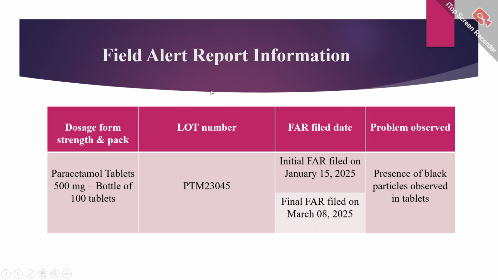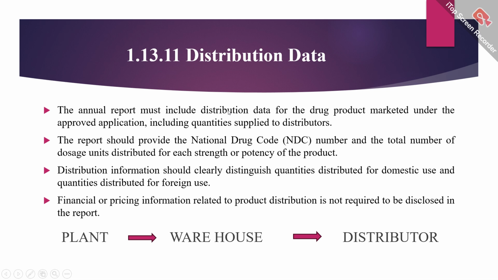See here, there is an example of field alert report information: dosage form, strength and pack. Paracetamol tablets, 500 mg strength, and 100 count bottles. We will have lot numbers, the lot for which we got the complaint. We have to mention the FAR filed date, the initial filed date and the final FAR solved date. We have to mention initial filed on January 15, 2025, and final FAR filed on March 8, 2025. Problem observed: presence of black particles observed in tablets. Next, distribution data. This is about FAR and other significant information.